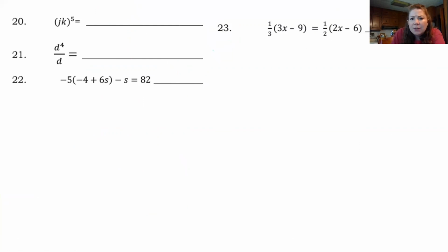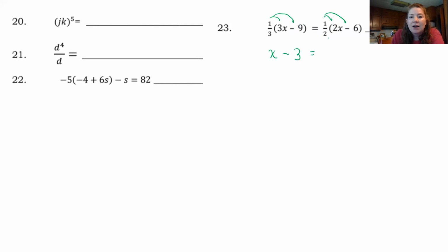All right, 23. We're going to distribute those fractions to everything in our parentheses. So 3 times a third, or a third of 3 is 1, right? 3 times 1/3 is 1. So 1 times x is x. And then a third of 9, in other words, 9 divided by 3 is 3. So it's negative 9 multiplied by 1/3 is negative 3.